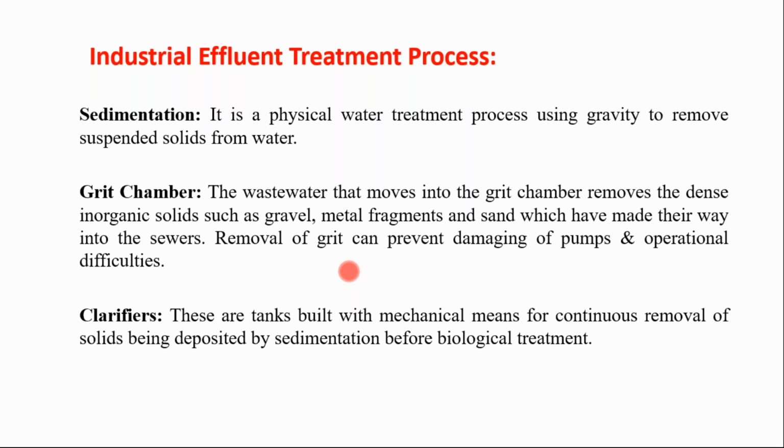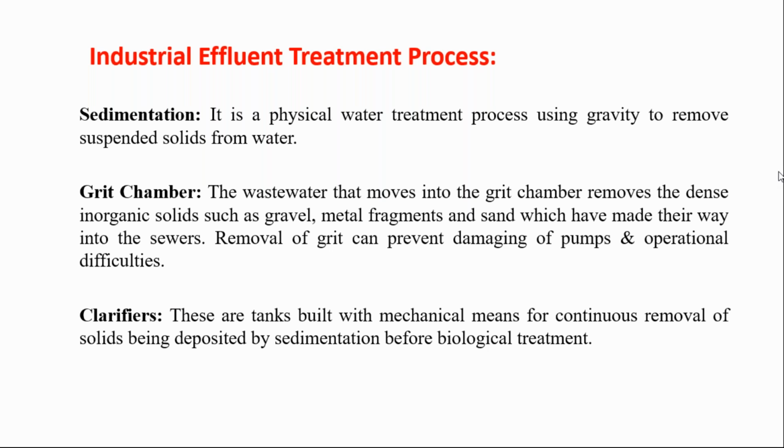Then there is another equipment which is used for this preliminary treatment, that is called a clarifier. These are tanks built with mechanical means for continuous removal of the solids being deposited by sedimentation before the biological treatment. So the large size particles are blocked by the screen. Then some particles can be removed by gravity in the sedimentation, and some of the grit is removed by the grit chambers, and the remaining can be settled down in the clarifier before sending to the biological treatment. So these are the different preliminary treatment facilities available in the normal ETP.